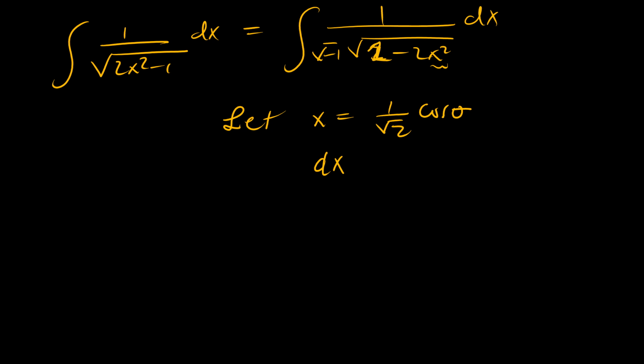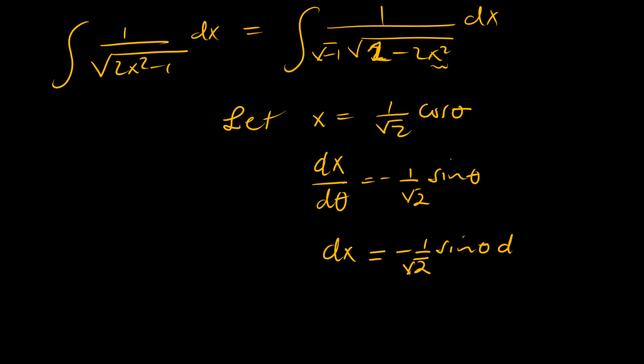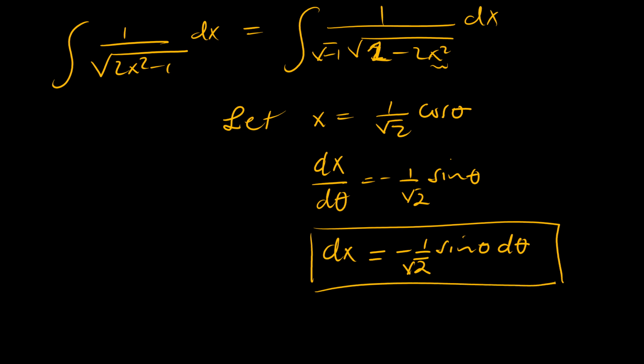And so when you say dx d theta, that becomes negative 1 over root 2 sine theta. And so dx can be substituted with negative 1 over root 2 sine theta d theta. So this becomes something we can use to do the substitution for x, right? And this here is our iconic imaginary constant.